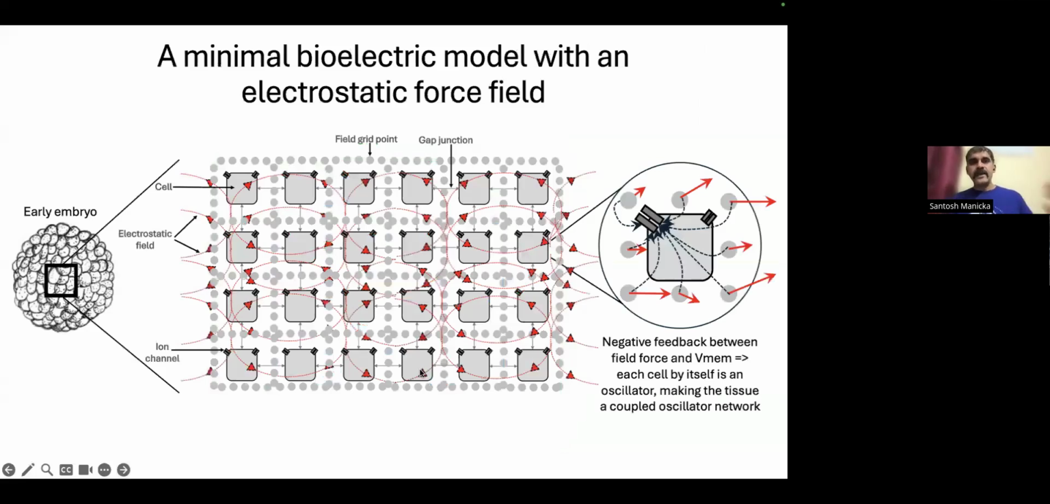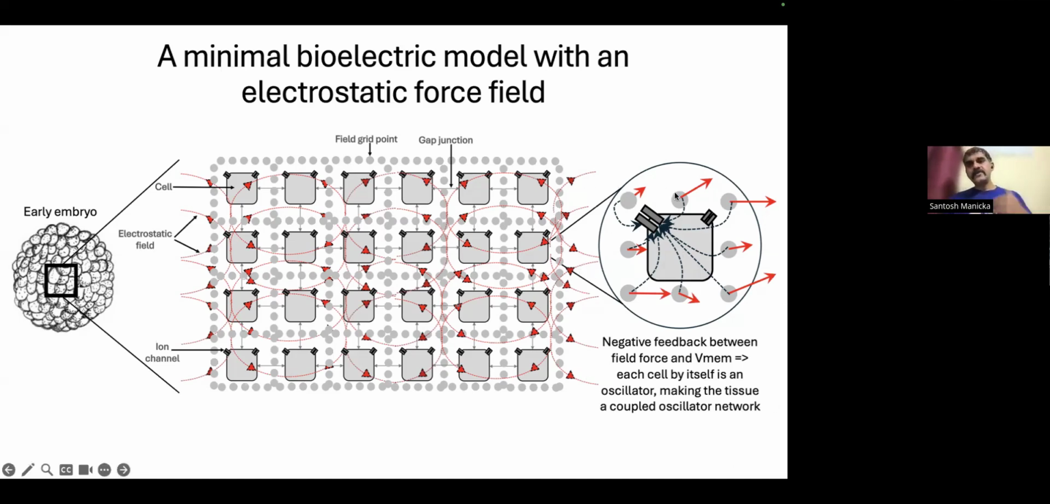And of course, in reality, real embryos are vastly more complicated. They have gene-related networks, biomolecular networks, and all sorts of things. But we wanted to understand, if we set aside all of those things and just assume a simple bioelectric circuitry together with the electric field, what can it do? Can it give rise to some interesting patterns? And what sort of patterns might we see?